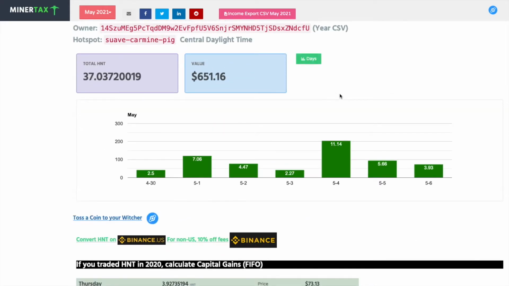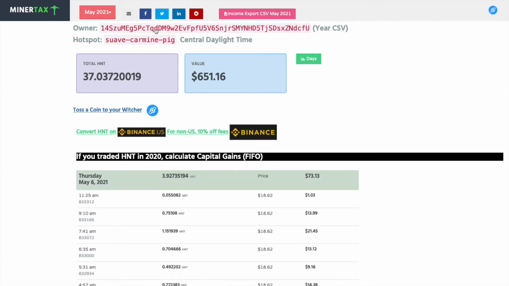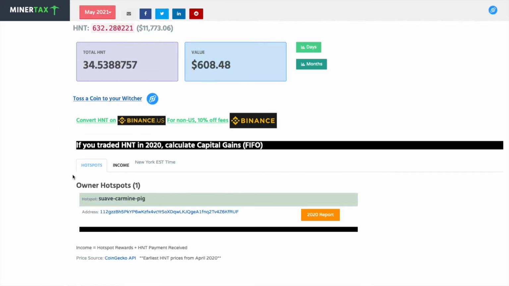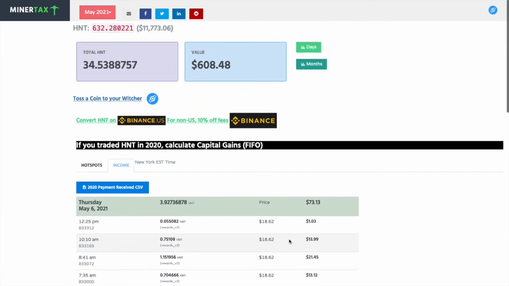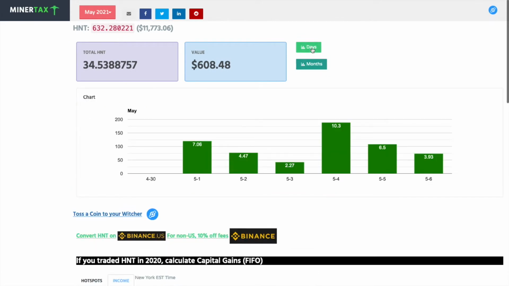Here you can see daily and monthly totals with export CSV per month. Please note that there are two different views, one for each hotspot and one for your owner account with all the hotspots' total. Under owner, you can export a yearly report.